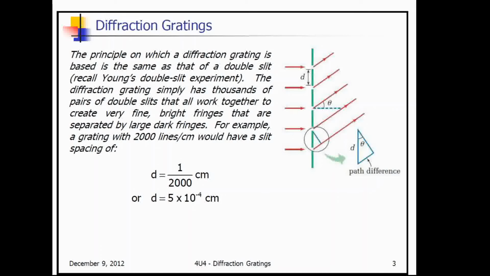We often define diffraction gratings by how many lines per centimeter they have. That gives us the d value, which is our slit spacing. So for a diffraction grating that has 2,000 lines per centimeter, the slit spacing would be 1 over 2,000. We take the reciprocal of 2,000, and we end up getting d equals 5 times 10 to the negative 4 centimeters.